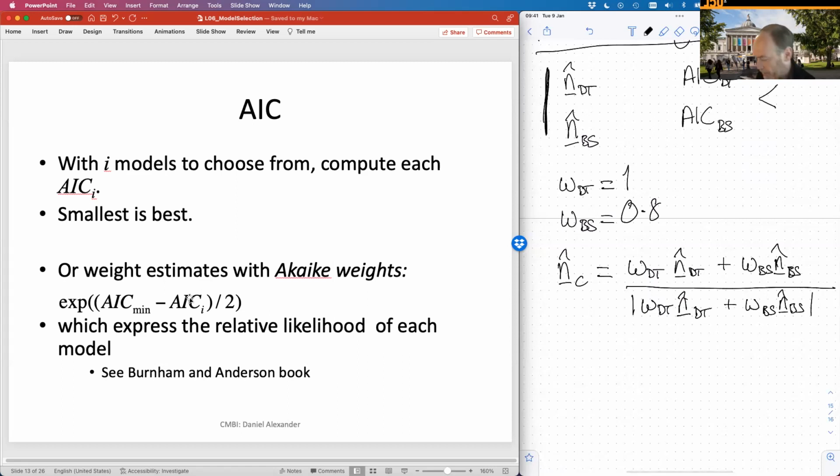Okay, but the point is we combine those estimates, weighted by the relative likelihood expressed by these Akaike weights, to get a consensus estimate. And often that can produce much more robust estimates than you get from any individual model, particularly in situations where there's uncertainty about which model is the best explanation of the data.